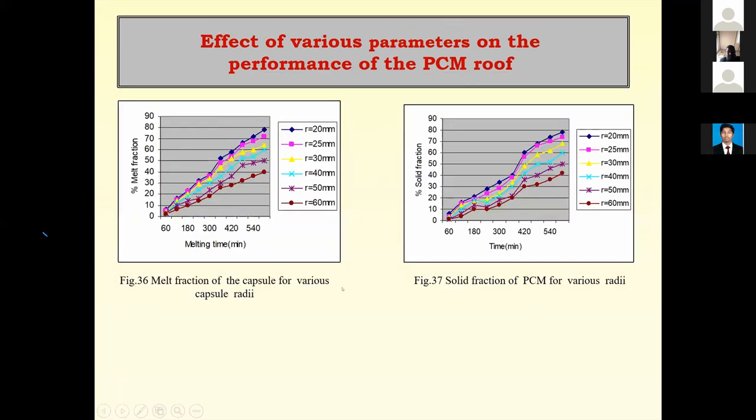These are some of the graphs showing the melting fraction of the PC material. The larger the size of the PCM capsule, the less the melting time, and when the PCM capsule thickness is 20 mm, you can see how much time it is taking.